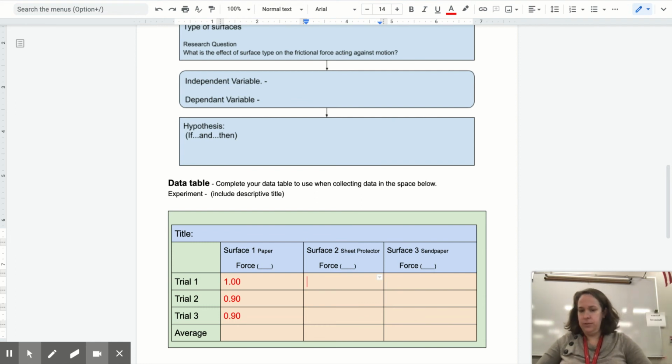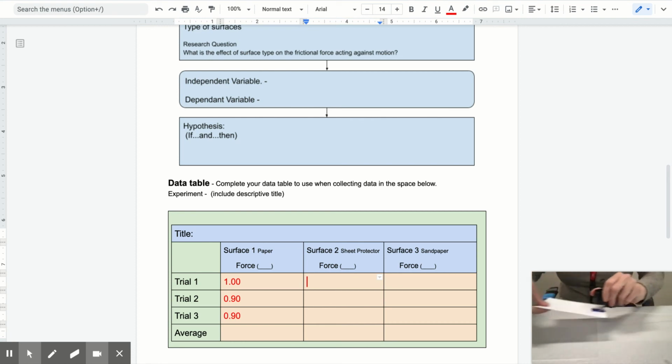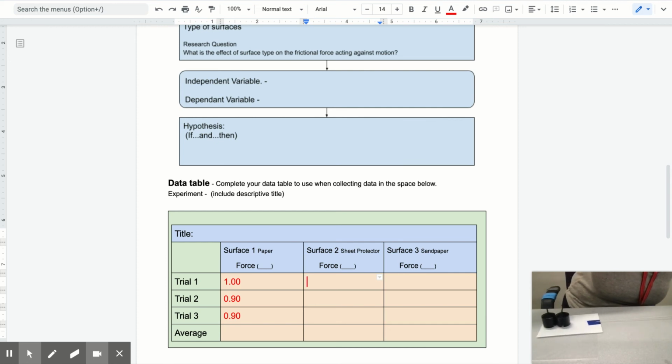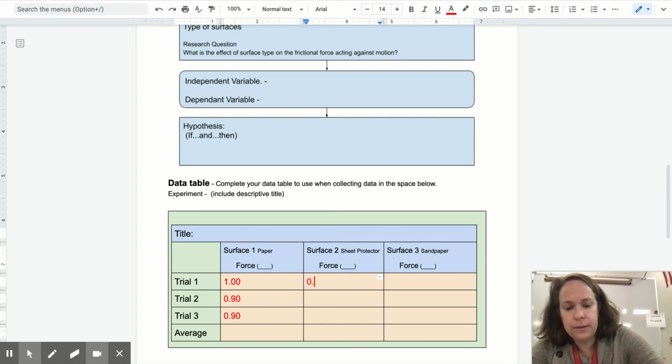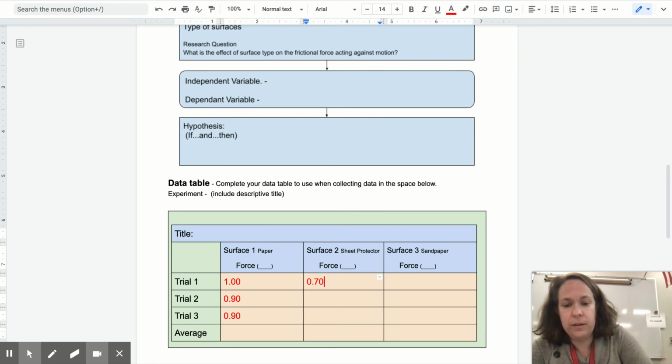All right, now I'm going to switch the surface to the sheet protector. You can see that. Do the same thing and pull. This looks like about 0.7. Yeah, 0.70 newtons. All right, we'll do it again.